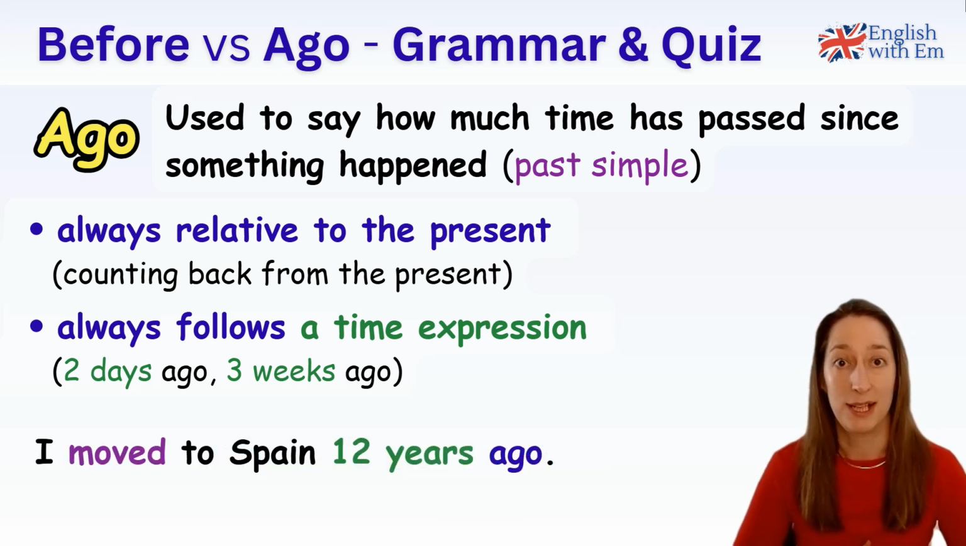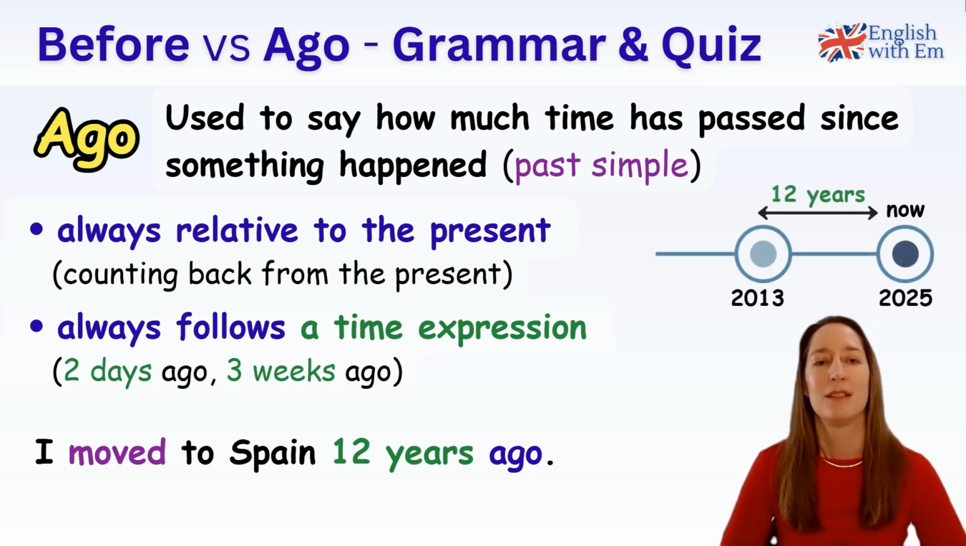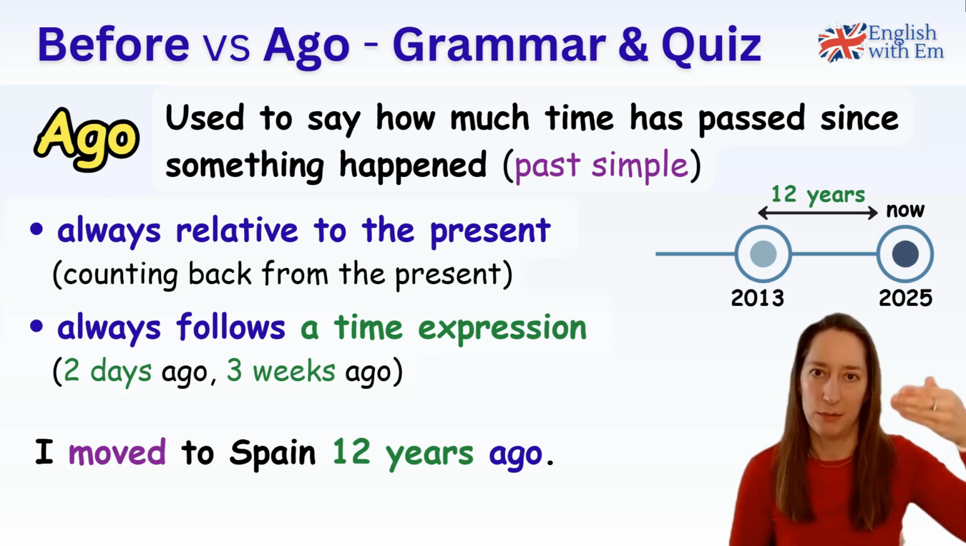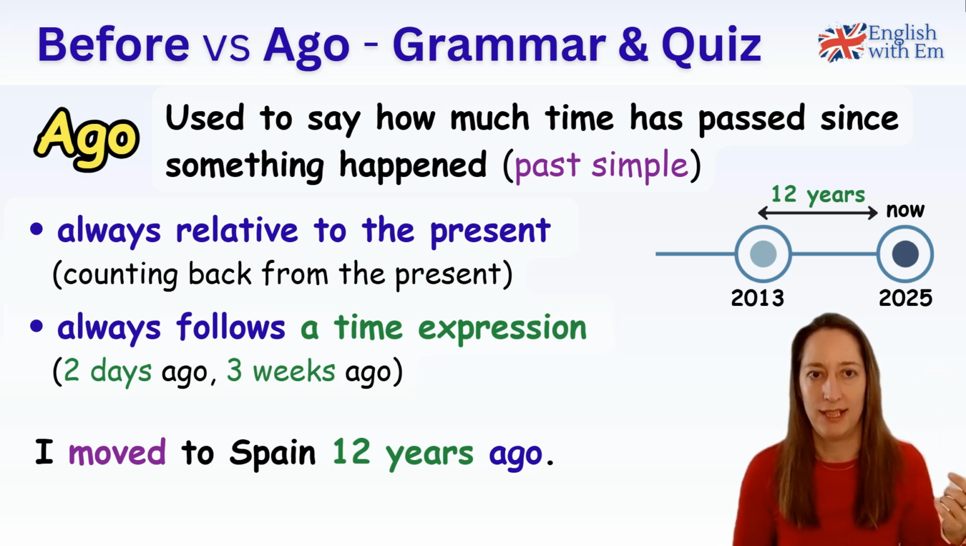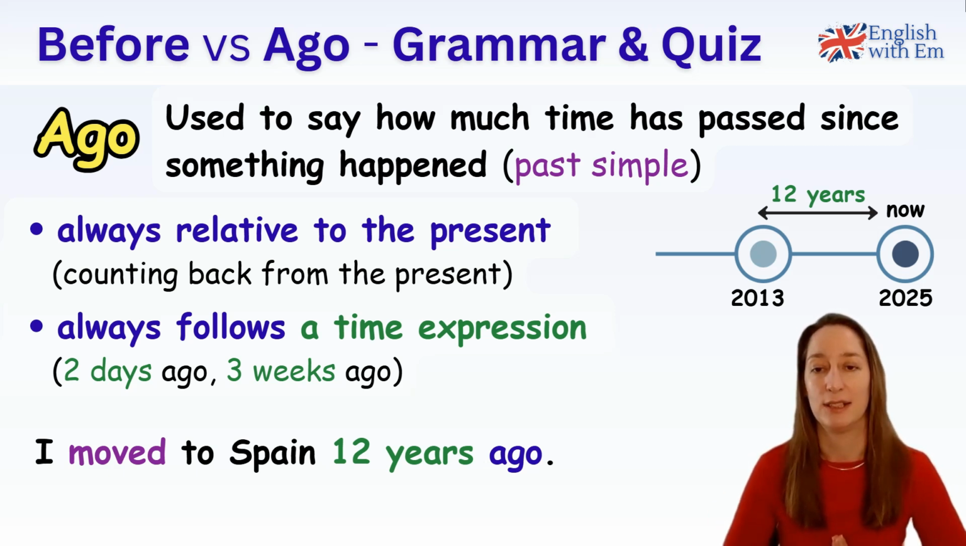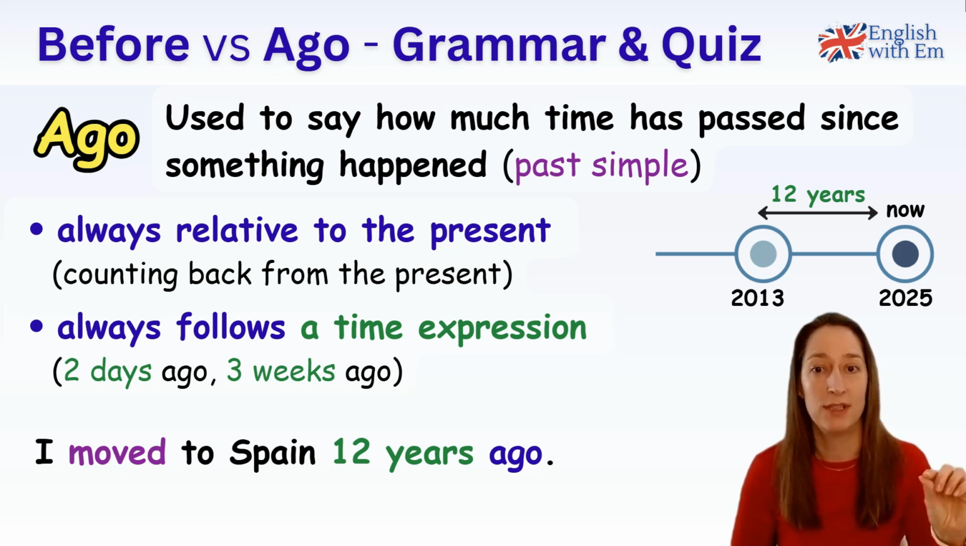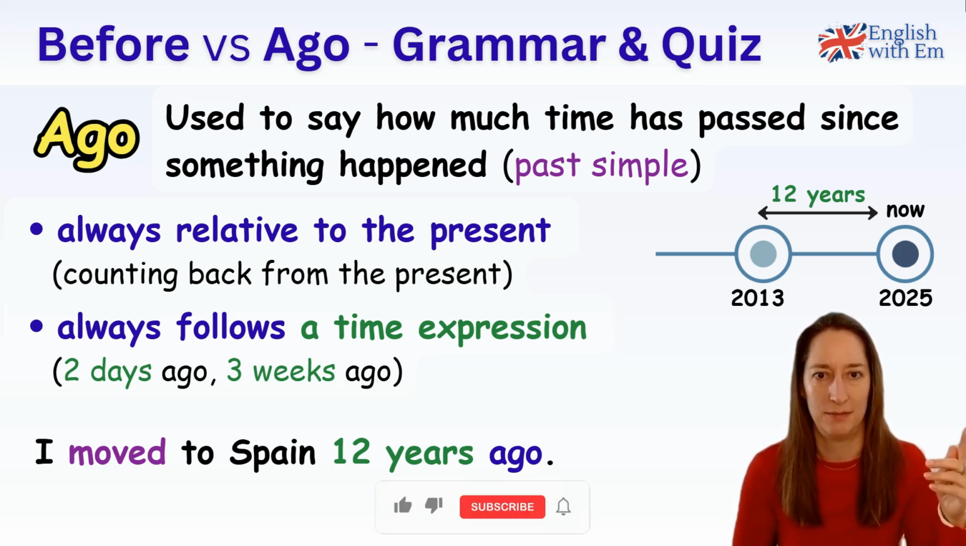I moved to Spain 12 years ago. True story. So take a look at the timeline. Now is 2025, and if we count back by a period of 12 years, we get to 2013, which is when I moved to Spain. And you can see the tense here, moved. We use ago with the past simple tense.